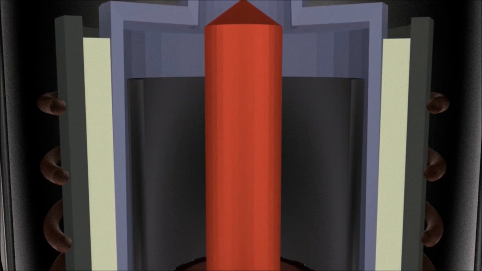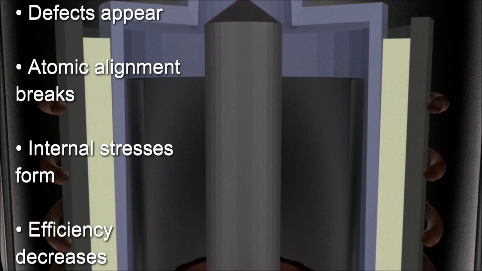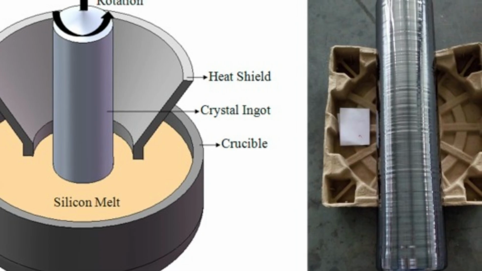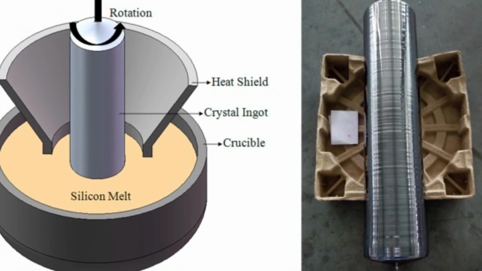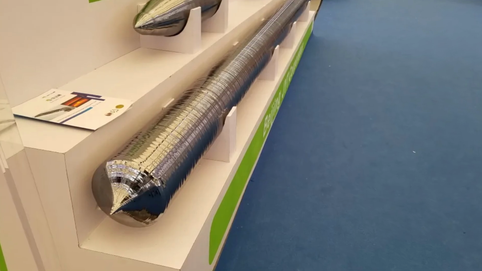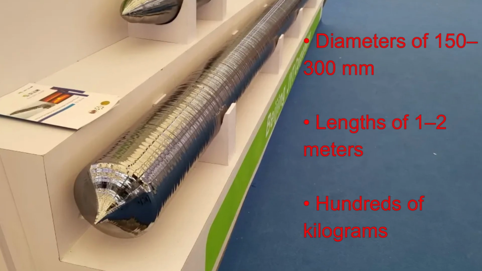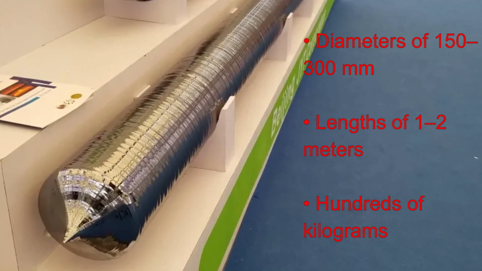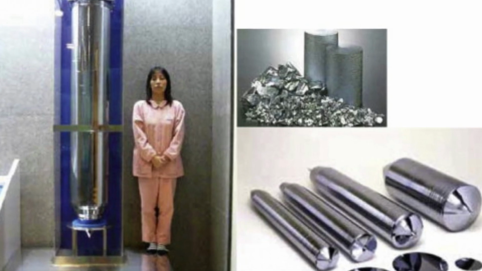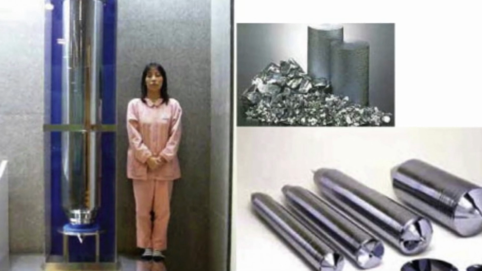The process is intentionally slow because crystal perfection is critical. If growth occurs too quickly, defects appear, atomic alignment breaks, internal stresses form, and efficiency decreases. Here, the objective is not speed. The objective is atomic order, and after many hours, and sometimes many days depending on the ingot size, the result is a massive monocrystalline silicon ingot. Modern ingots can reach diameters of 150 to 300 mm, lengths of 1 to 2 meters, and masses exceeding hundreds of kilograms. The characteristic cylindrical shape comes directly from the rotational pulling process itself.